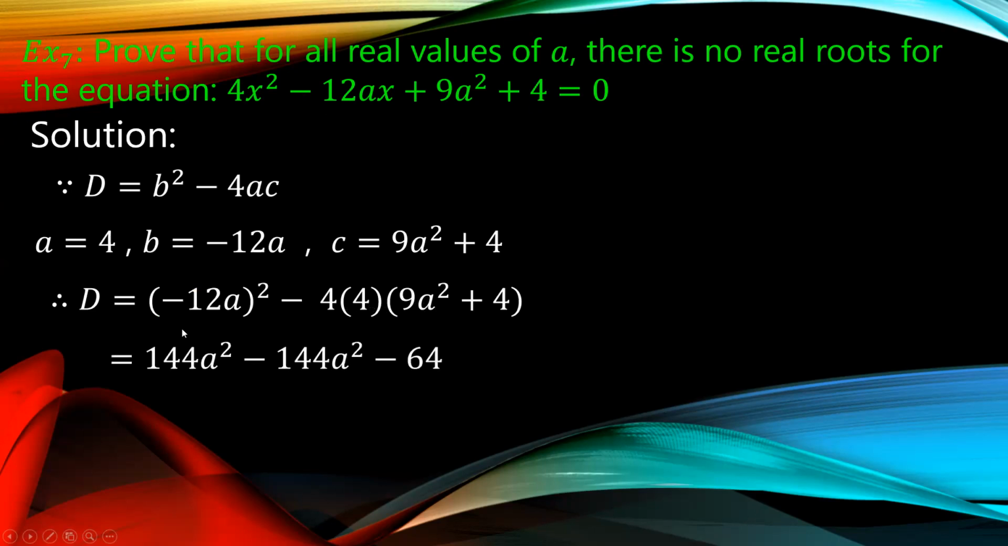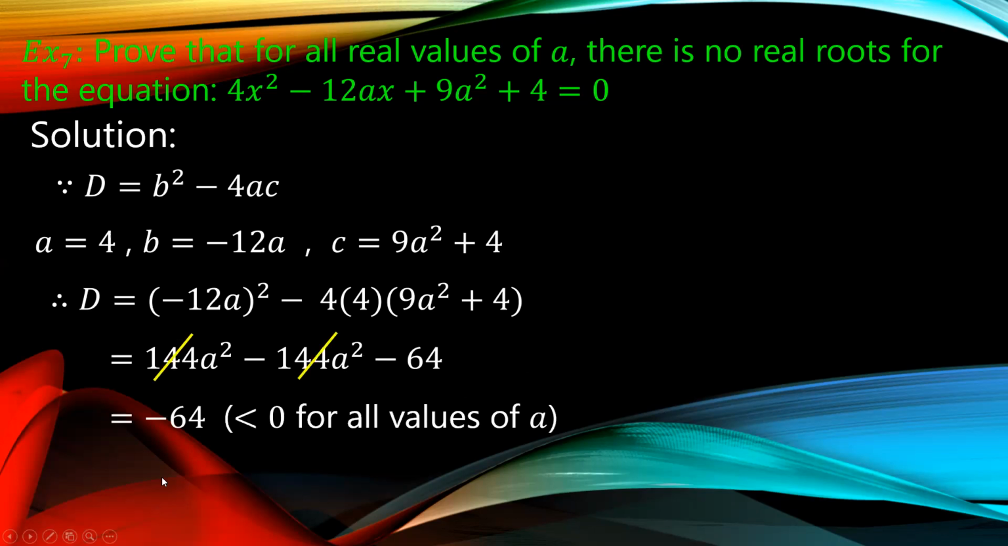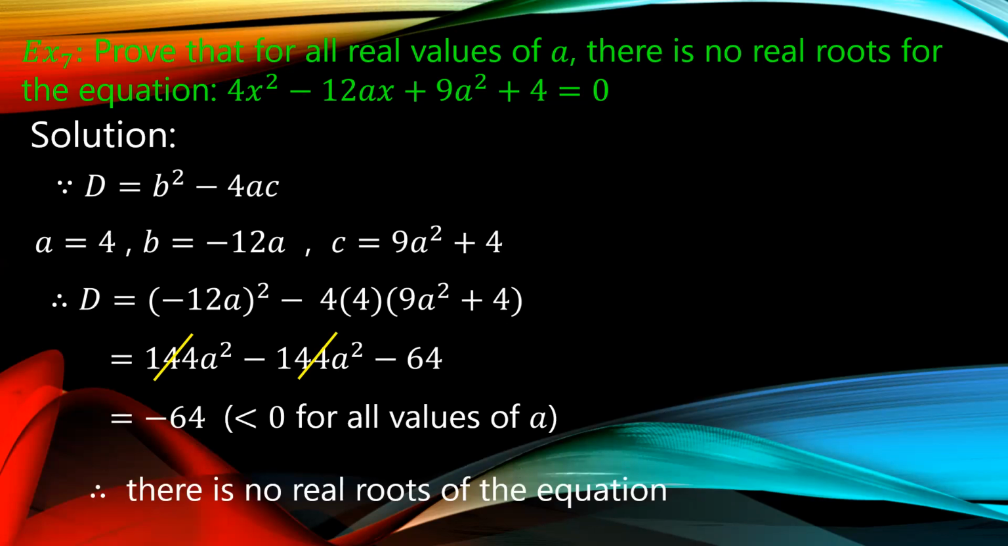By substituting in the discriminant, it will be 144a^2 - 4(9a^2 + 4), so 144a^2 minus 144a^2 cancel, leaving negative 64. Then the discriminant equals -64. The discriminant here is less than 0 for all values of a. Then the two roots will not be real, because the discriminant is less than 0.